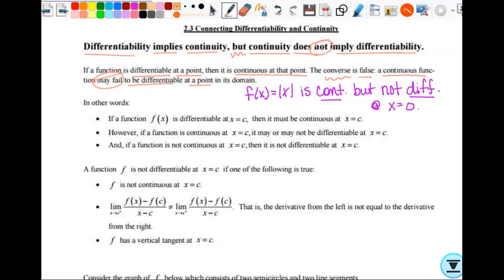So in other words, if a function is differentiable at x equals c, it must be continuous. Okay, keywords here: must and may. However, if it is continuous, it may or may not be differentiable. So it could be, but we don't know for sure. And if a function is not continuous, then it is definitely not differentiable, because those two do go hand in hand.